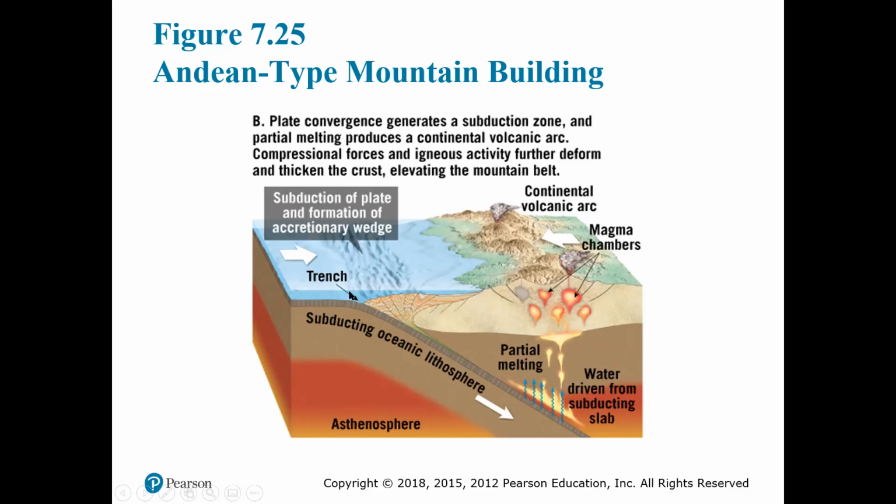We get continued compressional forces thickening this crust. If you'll notice where these magma chambers are, we're continuing to thicken the crust. We're making this area here, this kind of light sandy color here, thicker. And this starts to elevate our mountain belt here. So we get the associated volcanoes because of these underlying magma chambers, but we're also getting accumulation of the crust.